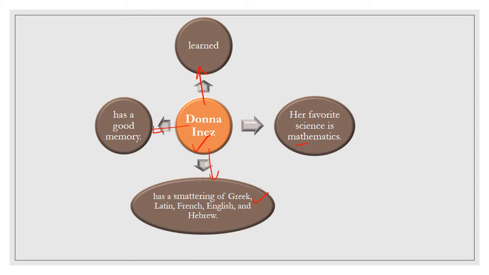Now let us come to know about Donna Inez, who is the mother of Don Juan. Donna Inez is a learned woman, and her memory is very good, though she doesn't use this memory in good works. We see her using her memory in some bad works. Anyways, let us go ahead. We see that she has a smattering of Greek, Latin, French, English, and Hebrew. From this, we see that she has some knowledge in these languages. It means she has a kind of superficial knowledge in these languages. So she knows some languages. Now let us go ahead. Her favorite science is mathematics.